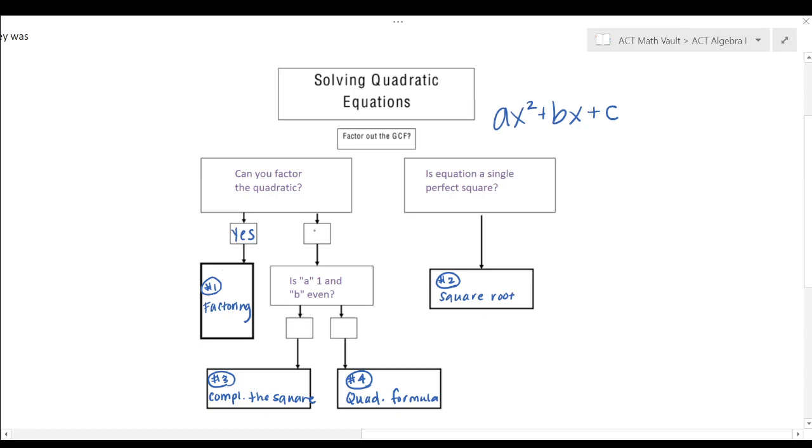If the answer is no, and you're noticing that, you know how it's ax squared plus bx, if the a term is 1 and the b term is an even number, then you can do this completing the square method. If the answer is no to both of those, then the quadratic formula works every time. And then sort of the different one is the square root. That's when you see that the equation is a single perfect square.